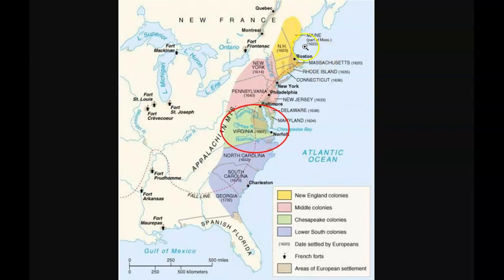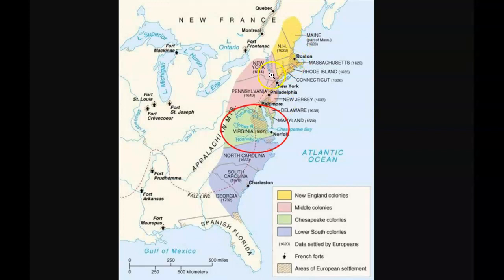You've got the New England colonies up here. That's Connecticut, Rhode Island, Massachusetts, New Hampshire. There is no Vermont yet. It hasn't been separated. And Maine doesn't exist as a separate state. It's really part of Massachusetts.